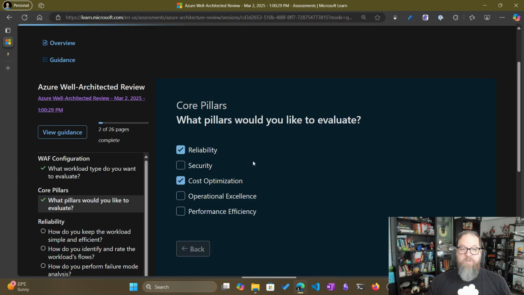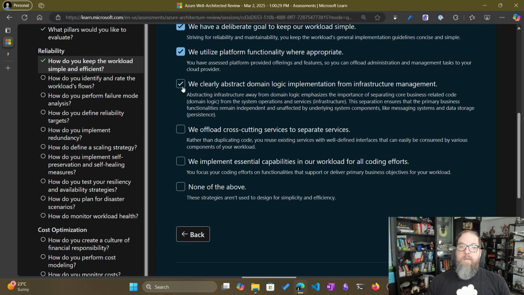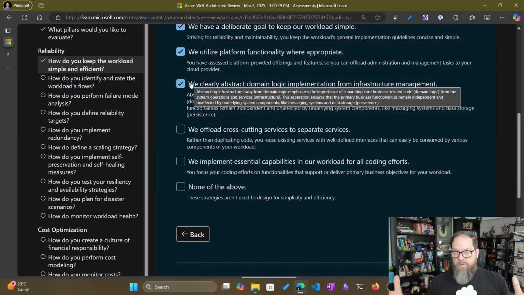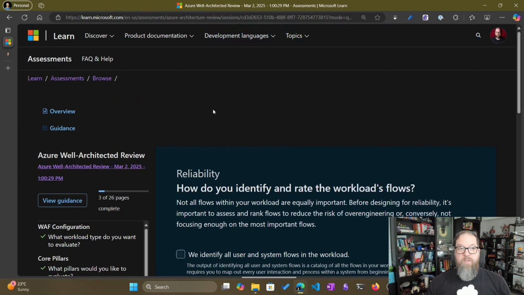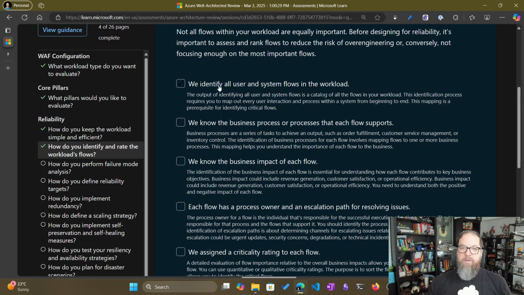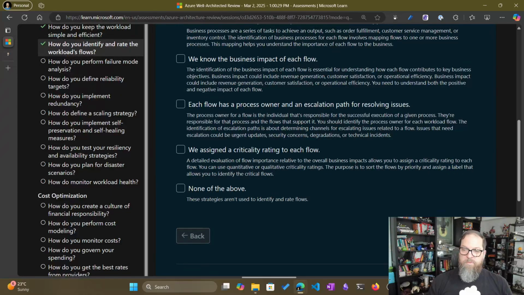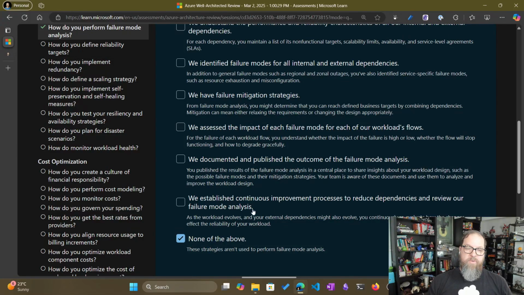And so there's going to be questions, because in order to design effectively, you need to know what your goals are. Like we're trying to keep our workload. We want to use the platform. We have some logic separation, and we've done some essential capabilities. So this is just an assessment, just a survey. You can come and answer as honestly as you want. No, I don't check failure mode.